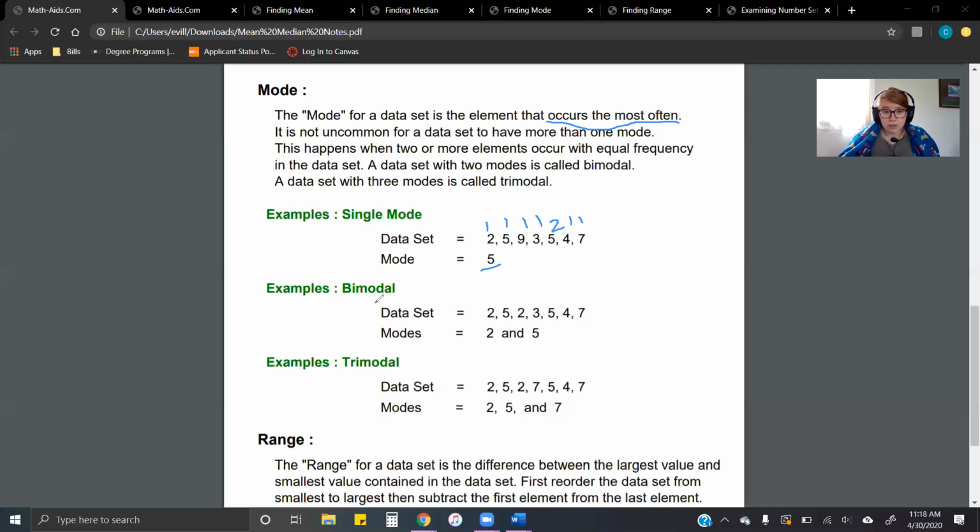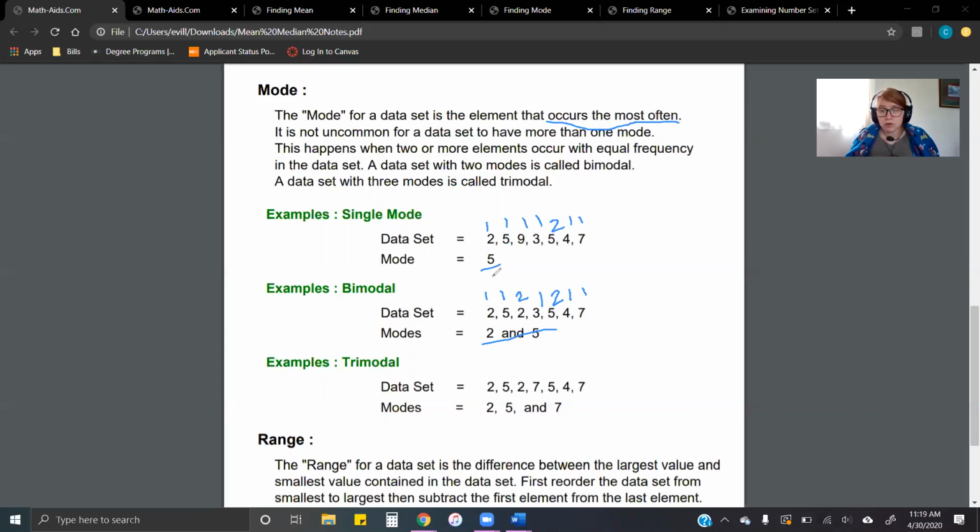Now this is an example of a bimodal data set. That means there will be two numbers that occur the most often. So if we look here, we have 2 2s, we have 2 5s, we only have 1 3, 1 4, and 1 7. Because both 2 and 5 appear more than once, they appear the most often, so our modes for that data set are 2 and 5.